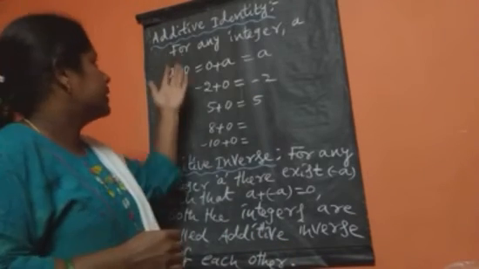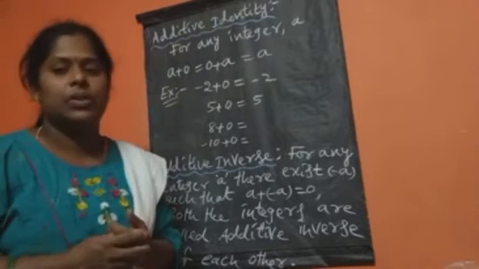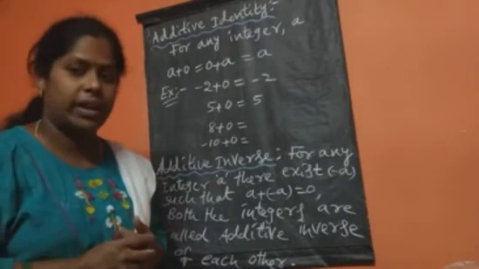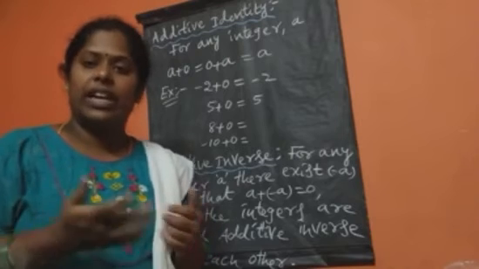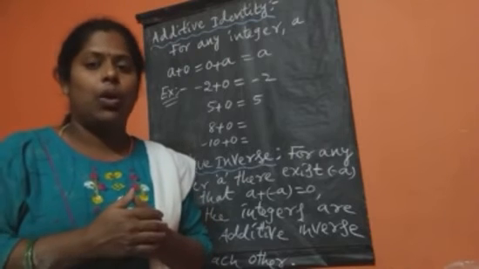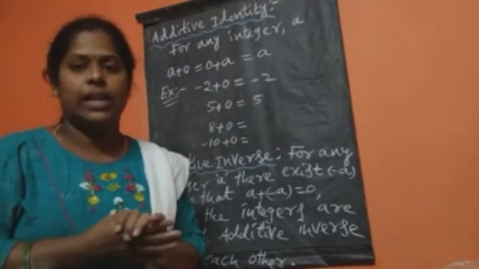So there is another property, which is additive identity. What is meant by additive identity? Additive identity means, for any number, if we add a number and we get the same number, that identity is known as additive identity.